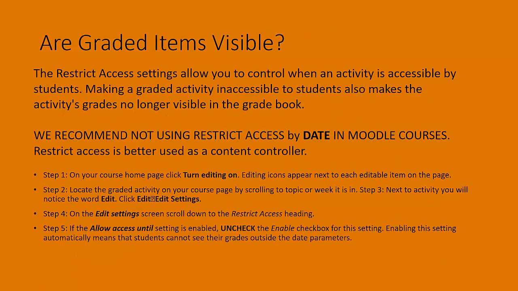Sometimes if a student can't see the grade, then you may need to check the restrict access settings. These will also be checked at the activity level on the home page of your course, not in the gradebook. The restrict access setting allows you to control when an activity is accessible by students. Making a graded activity inaccessible to students also makes the activity's grades no longer visible in a gradebook.